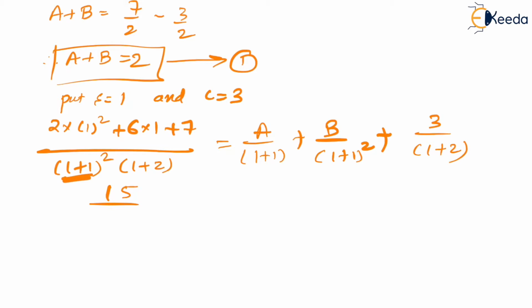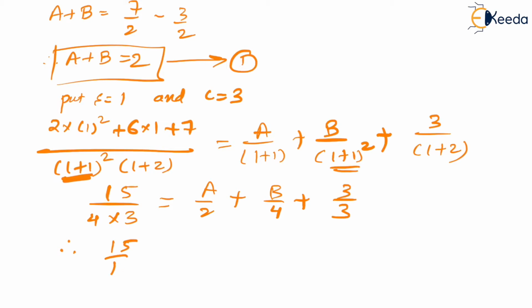1 plus 1 is 2, 2 squared is 4, so it becomes 4 into 3, which is equal to a by 2 plus b upon 1 plus 1 is 2, 2 squared is 4, so it becomes b by 4 plus 3 upon 3. 3 upon 3 is nothing but 1 only, right? Now, if I keep it this way, it becomes 15 by 12, right? It is 15 by 12 equal to a by 2 plus b by 4 plus 1. Now what will I do here?